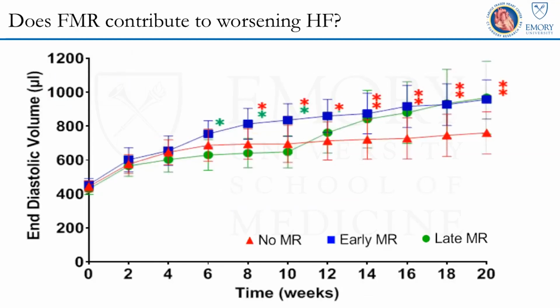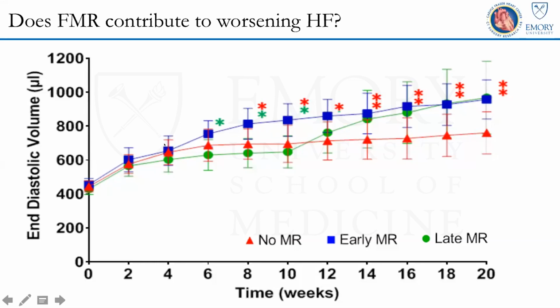So this is my first set of data. The red line shows the group that only had an infarction and did not develop any mitral regurgitation over the 20 weeks. The blue line is infarction with early mitral regurgitation, induced at 4 weeks. And the green line is infarction with late mitral regurgitation, induced at 10 weeks. The y-axis shows the end diastolic volume. What is clear is that in the animals that did not have any mitral regurgitation, the rate of change and the magnitude of increase in end diastolic volume is a lot more gradual compared to the other two groups.